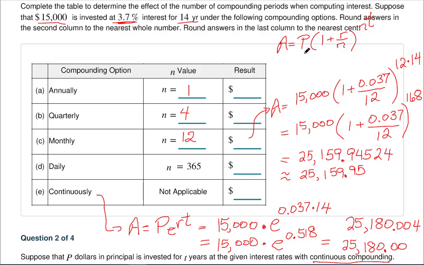So here's the principal is 15,000. N is 12. Length of time is 14. My interest rate is 0.037. N again is under here as the 12. So from this step to the next, what did I do? I just simply multiplied together the 12 and the 14 to give me the 168.